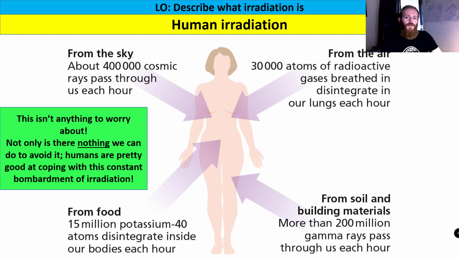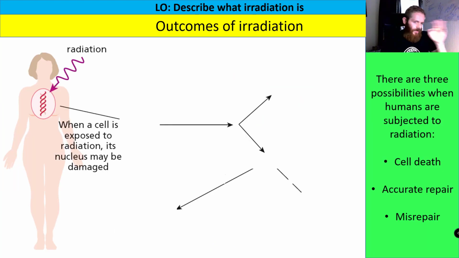The problems start when you get subjected to more radiation than normal, okay, and your body can't keep up with the repairs and getting rid of the dodgy cells. That's when you start to end up with problems such as cancer, basically. So let's look at those then. Let's look at the chain of events that could lead to essentially cancer, okay?